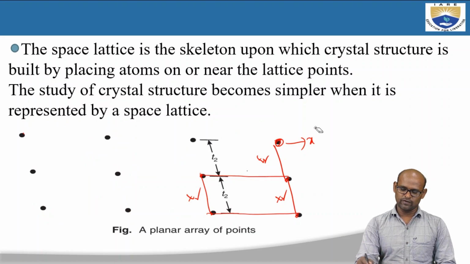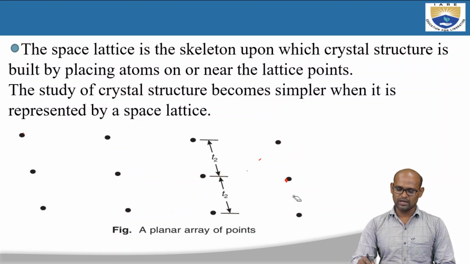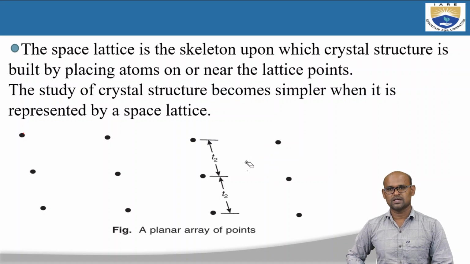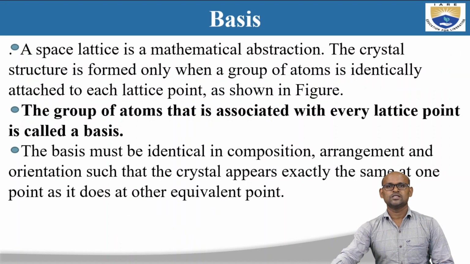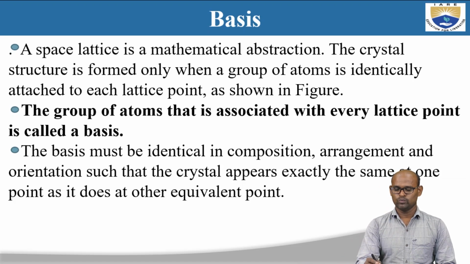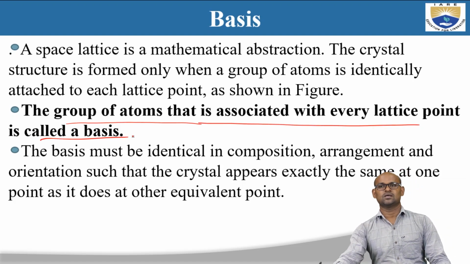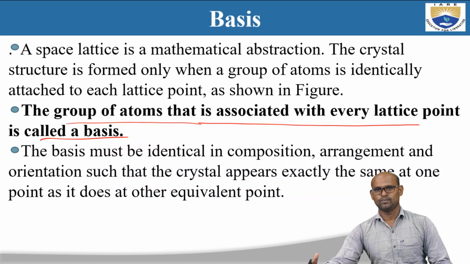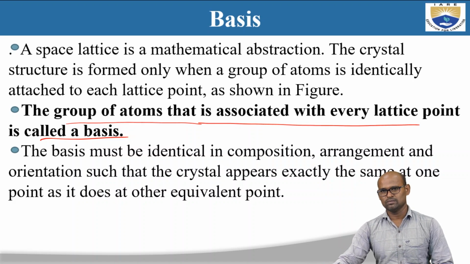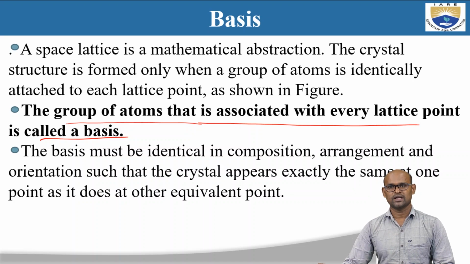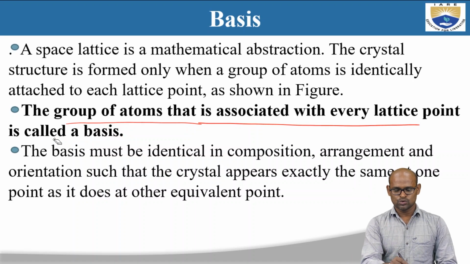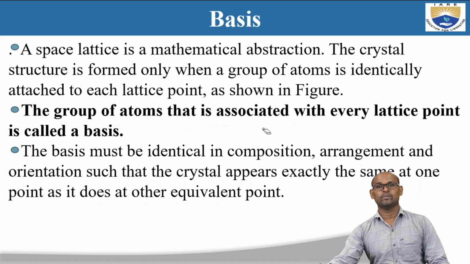Next we are going to define what is the basis, and relate the space lattice and basis. A space lattice is a mathematical abstraction. We do not have any physical understanding of this lattice because there are just lattice points. The group of atoms associated with every lattice point is called the basis. To get a physical picture of this lattice, we need to attach one atom or a group of atoms to each lattice point. So basis is very important to define a crystal from a lattice.